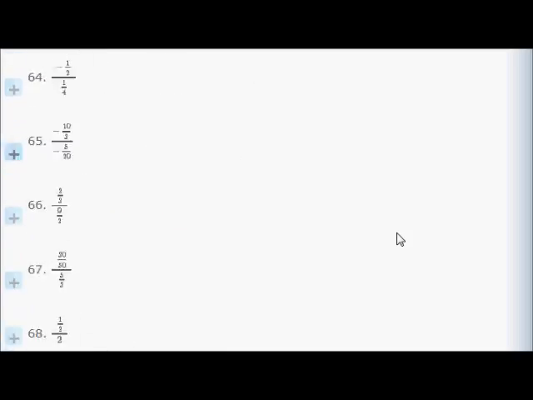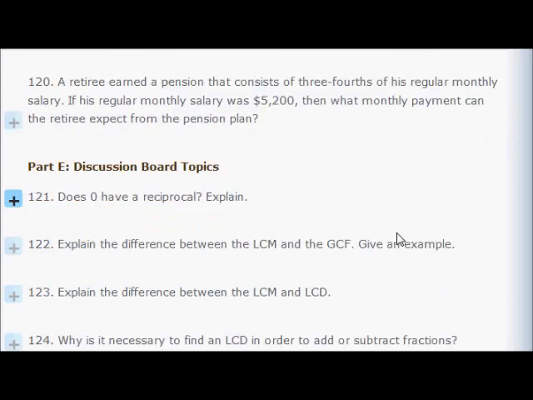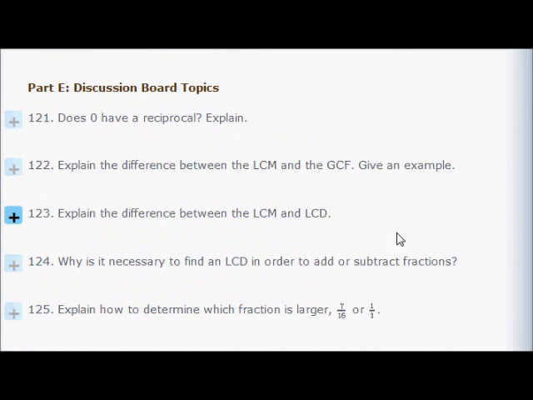Typically, it's best to convert all mixed numbers to improper fractions before beginning the process of adding, subtracting, multiplying, and dividing. Again, improper fractions are easier to deal with than a mixed number. Okay, keep things simple. Here are your practice questions. You'll have the answers to the odd ones listed, but not the answers to the even ones. You won't have answers to the discussion board topics.